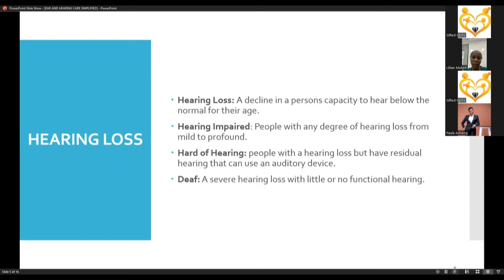Then a deaf person is somebody who has a severe hearing loss. So they have very little or no function in hearing. This is somebody who is not able to perceive any form of sound, and so they might not be able to be helped by using an auditory device, something like a hearing aid. Next slide.